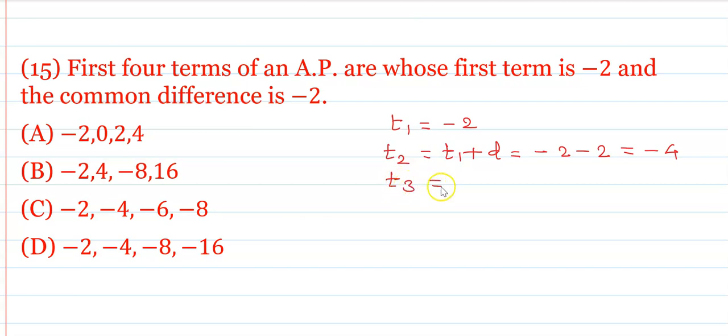T3 is T2 plus D, minus 4 minus 2, you will get minus 6. That is minus 2, minus 4, minus 6, and the last will be minus 8. And in this way, option C is the correct one. And here is the answer. Write 15 sub question, and C is the correct one here.